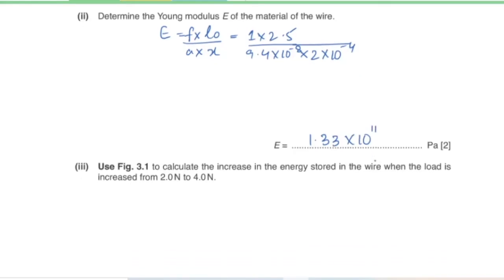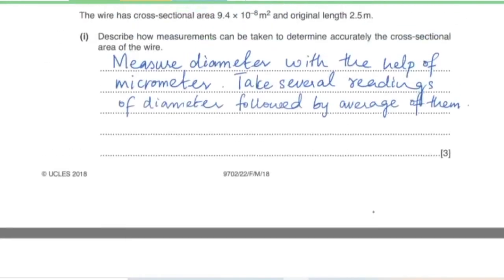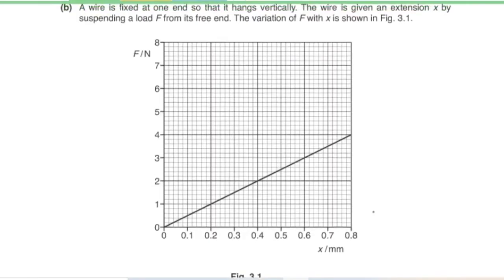Part 3. Use figure 3.1 to calculate the increase in the energy stored in the wire when the load is increased from 2 newtons to 4 newtons. So the increase in energy is going to be calculated by calculating the area under the graph. So 2 newtons and 4 newtons.